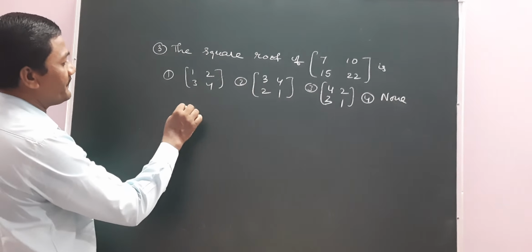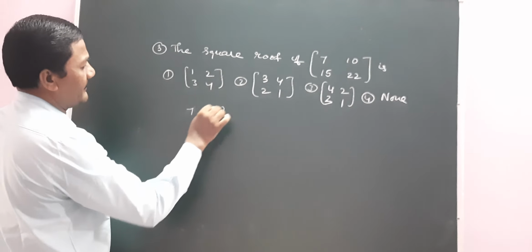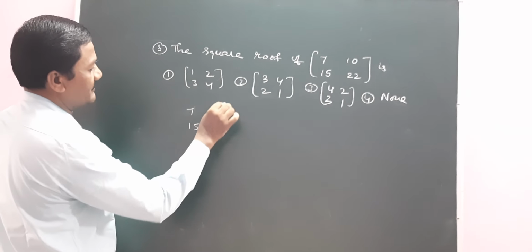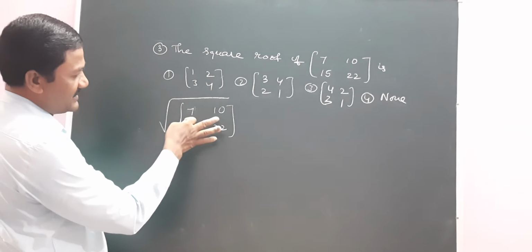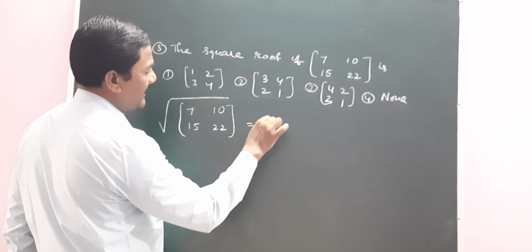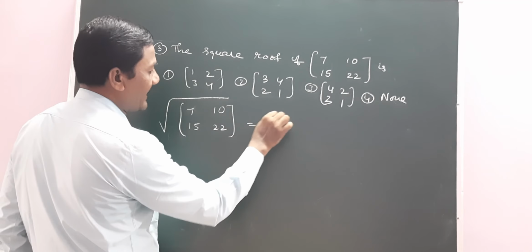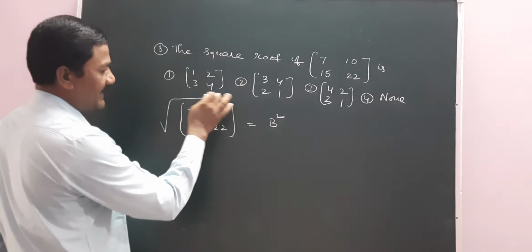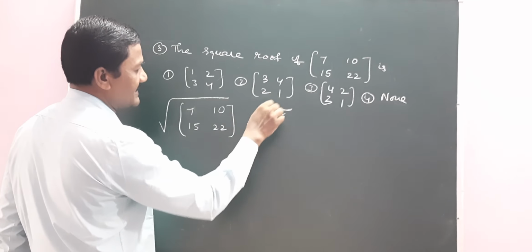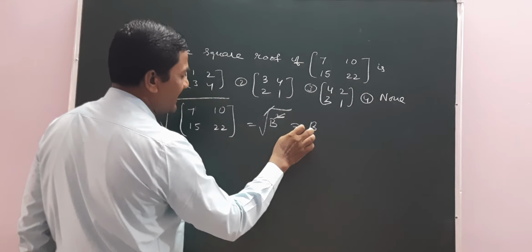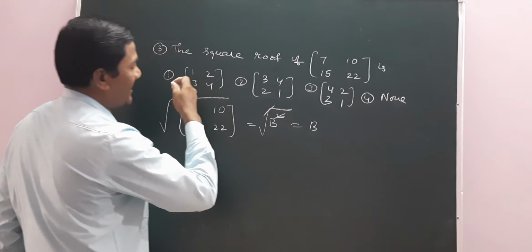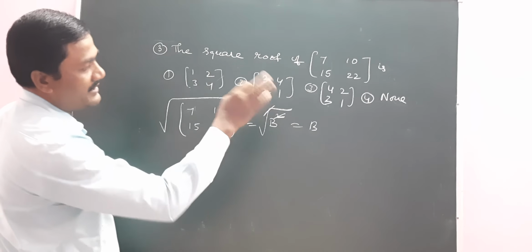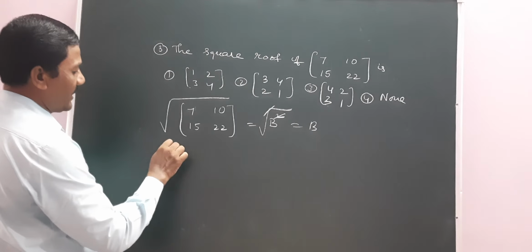Coming to this one, 7, 10, 15, 22. So we are finding a square root. Because of this root, we don't know that value, so it can be treated as B square. So the complete value can be written as B square. So the root of this is nothing but B only. B means either the first option or second option or third option, or if 3 are not there, then immediately we opt for 4.